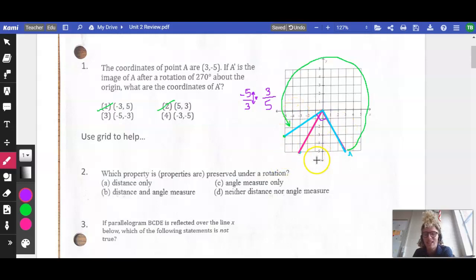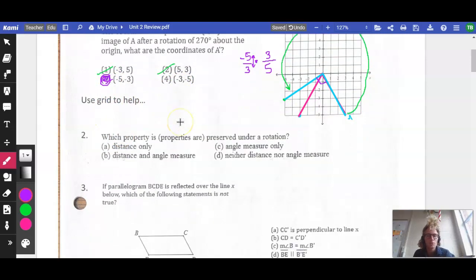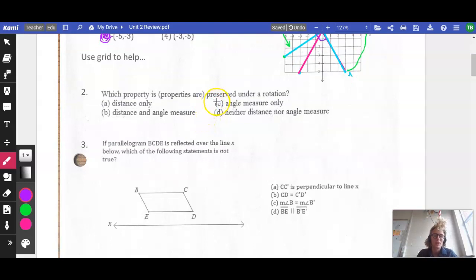But if we're just doing the eye test, we can definitely tell that that one's 90 and that one's not. Okay? So, yeah, there's that. Okay, so 3 would be our correct answer there. Number 2, what property or properties are preserved under a rotation? Rotations are rigid motions that maintain size and shape, or distance and angle measure.